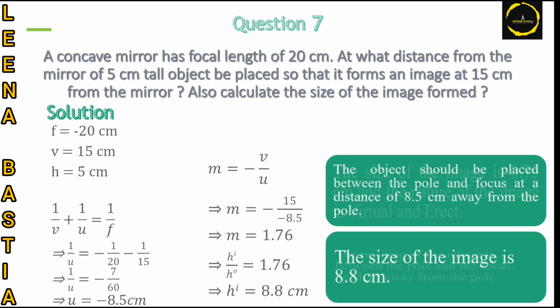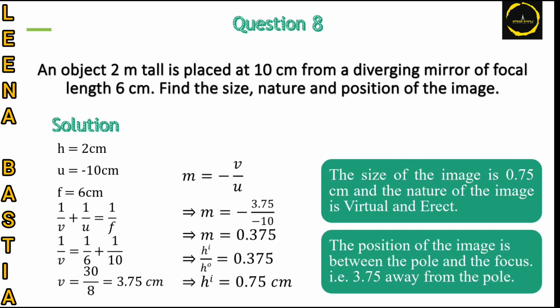Let us move on to the next question, that is question number 8. An object 2 meter tall is placed at 10 centimeter from a diverging mirror of focal length 6 centimeter. Find the size, nature and position of the image. Okay, this is also quite clear. You have done so many questions based on this particular data. The only change here is that it is a diverging mirror, isn't it? It is a diverging mirror. That means it is the case of a convex mirror, right?